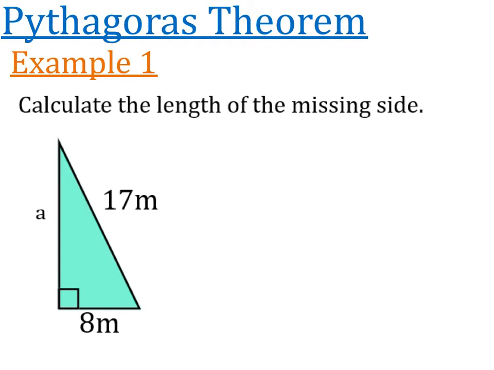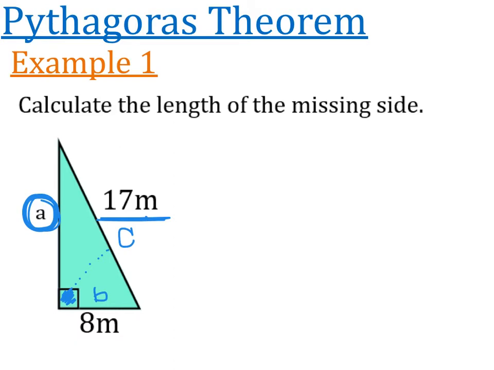Yesterday we learned how to find the hypotenuse, which is the longest side in a right angle triangle, by using something called the Pythagoras Theorem. Now, this question today says calculate the length of the missing side. Hopefully you can see that the missing side is this side over here, side A. That is not the hypotenuse at all. In fact, the hypotenuse on this particular triangle is 17. So this side here must be C. The side that we're looking to find is A, and this other side over here is B.